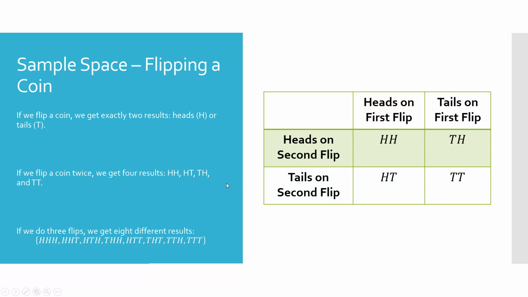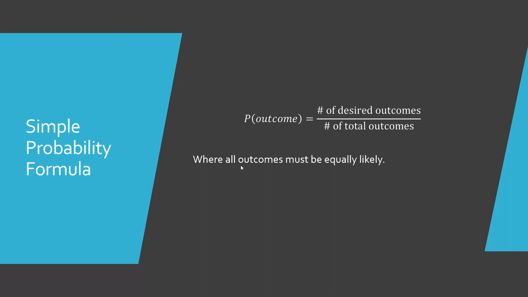But now I want to talk about what we use the sample space for. Whether we do it knowingly or unknowingly, we will use the sample space in the simple probability formula. To find the probability of something happening, it's always going to be the number of outcomes we want, or we're considering, divided by the total number of possible outcomes. And for this equation to work, it has to be the case that all outcomes are equally likely.